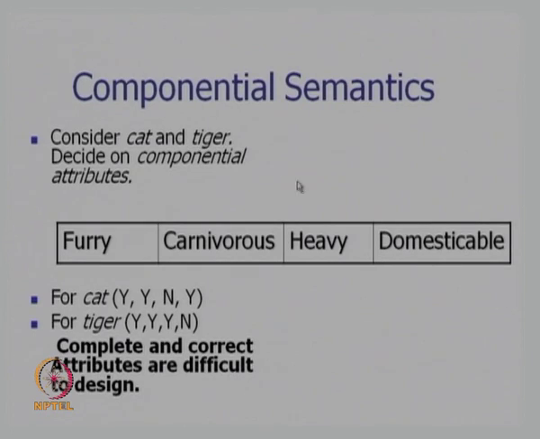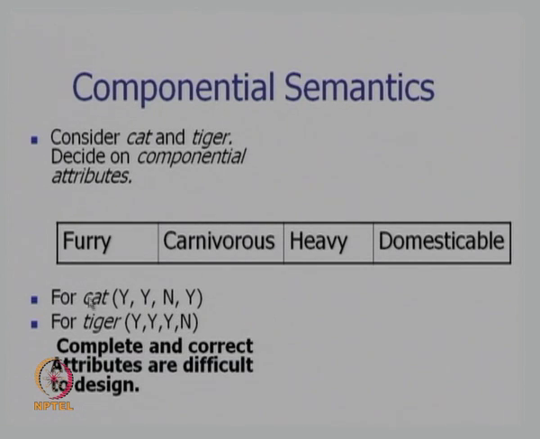Let us understand componential semantics first. We consider the two words cat and tiger. We first decide on what is called the componential attributes of the words. So, the attributes we have thought relevant are furry, whether the animal has fur or not; carnivorous, whether the animal eats meat or not; heavy, whether the animal is heavy or not; domesticable, whether the animal can be made a pet in the house. So, for cat, the answer to these four questions are as follows. Cat is a furry animal, it is a carnivorous animal, it is not heavy, and it is domesticable. For tiger, it is YYYN.